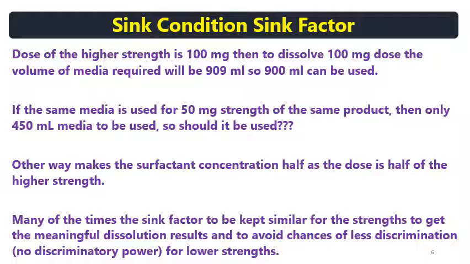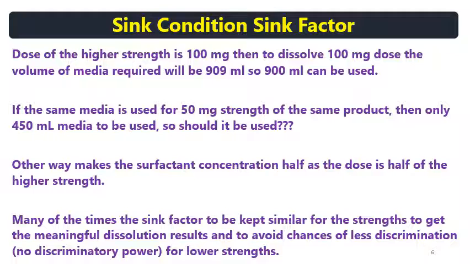If the same media is used for the 50 mg strength, then as per the sink factor requirement, only 450 ml media can be used. So can we use it, or can we increase the media volume to 900 ml? The other way is to make the surfactant concentration half, as the dose is half of the higher strength.